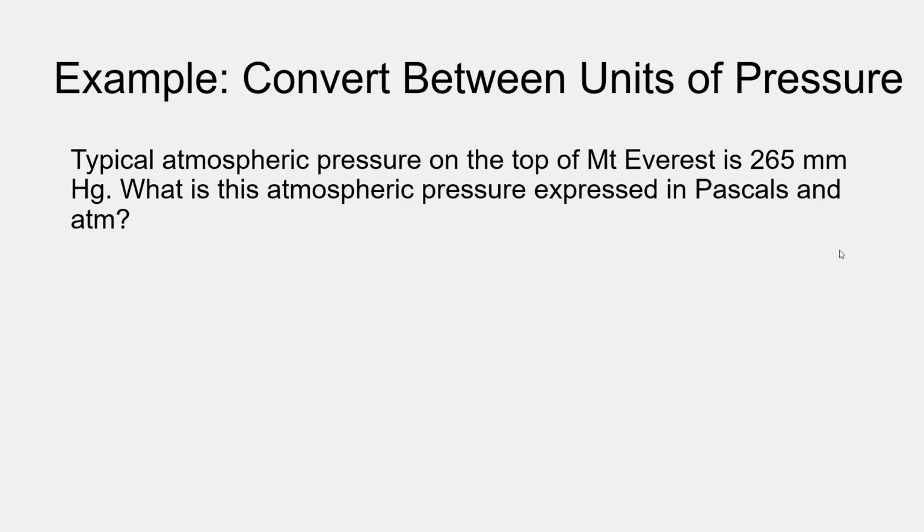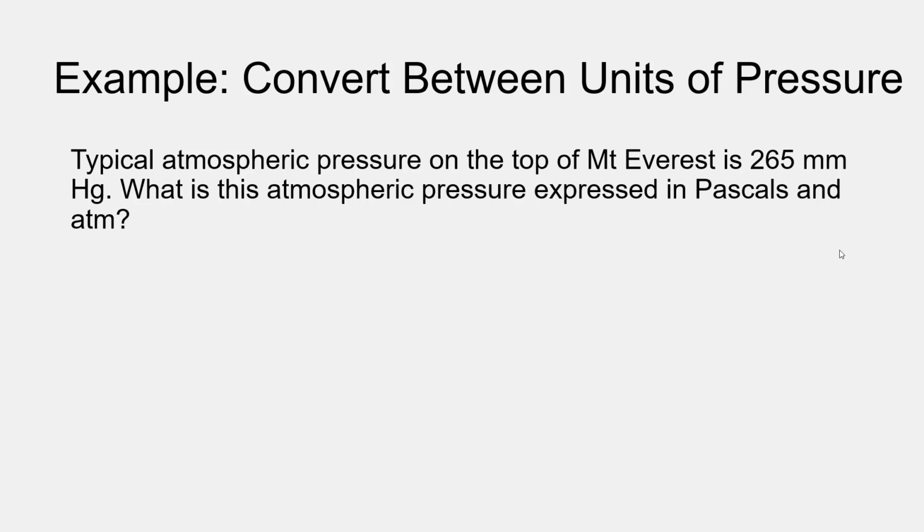So the first skill that we want to emphasize in this chapter is to show you how to convert between different units of pressure using your existing dimensional analysis skill set. As our first practice problem, consider that the typical atmospheric pressure on the top of Mount Everest is 265 millimeters of mercury. What is this atmospheric pressure if we express it in pascals and atmospheres?